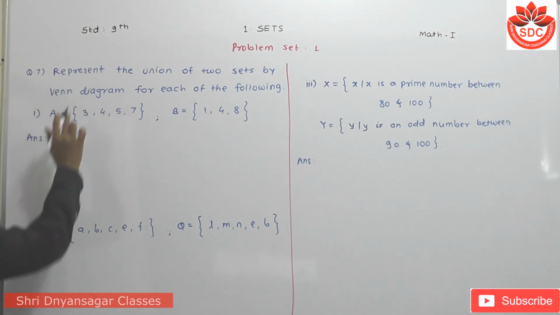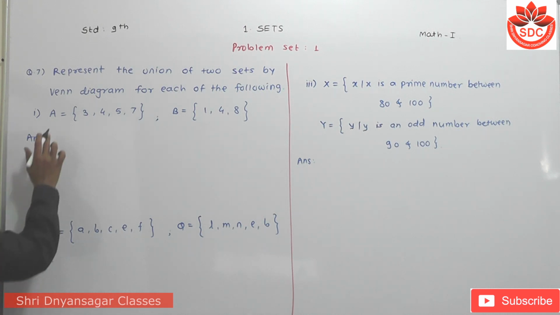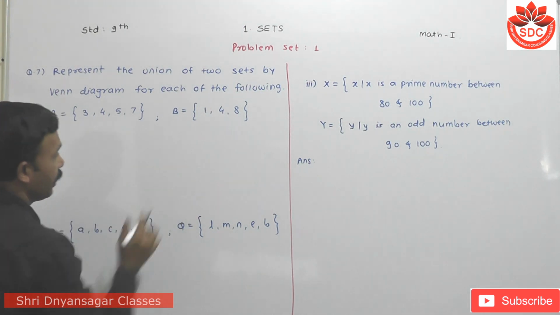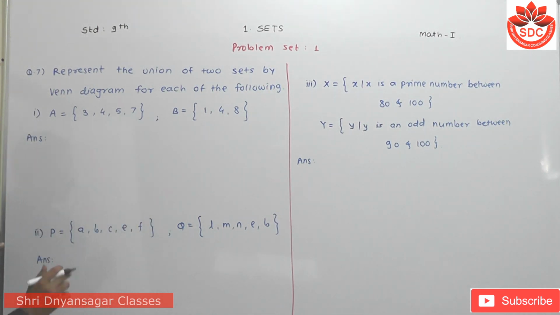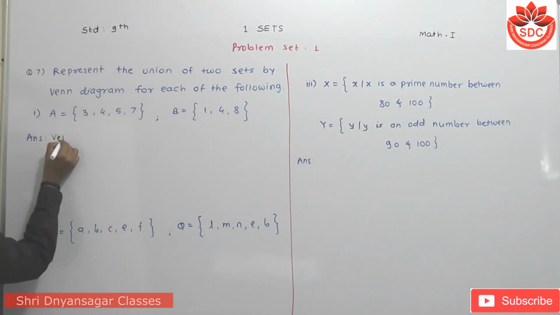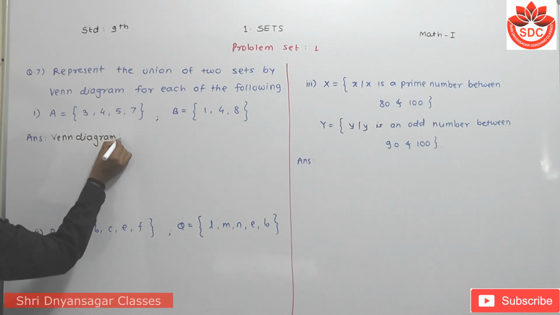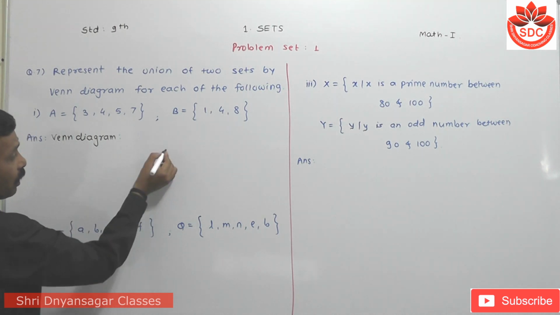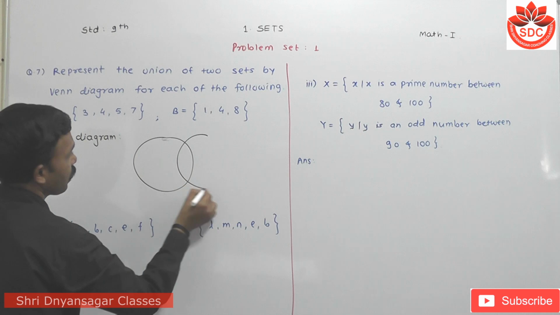Question number 7. Represent the union of two sets by Venn diagram for each of the following. Set A contains 3, 4, 5, 7 elements and B contains 1, 4 and 8 elements. When we observe here, 4 is the common element here. So in the Venn diagram, first draw two circles. Now here the common element is 4, so take two intersecting circles.